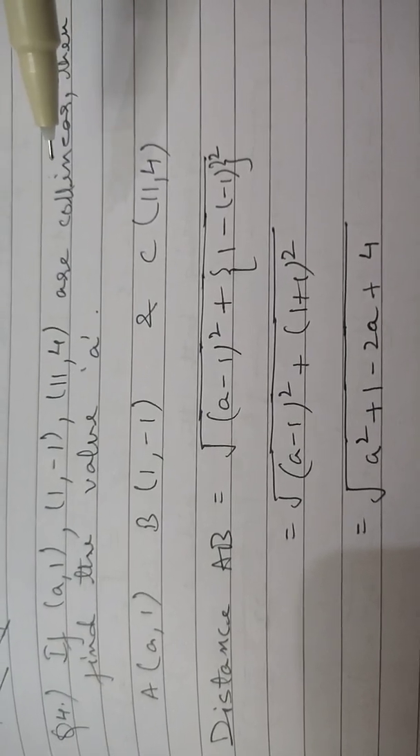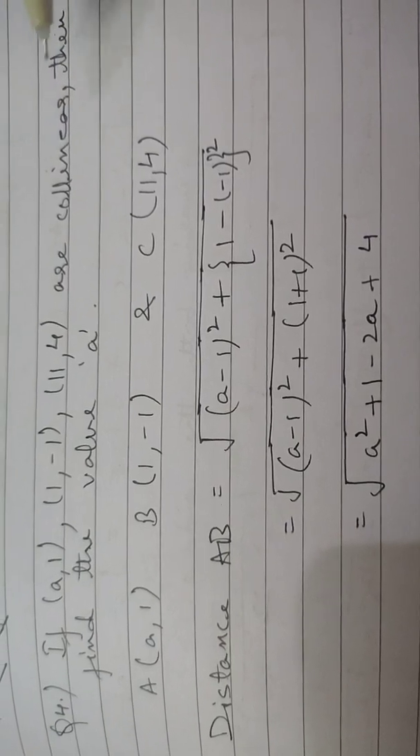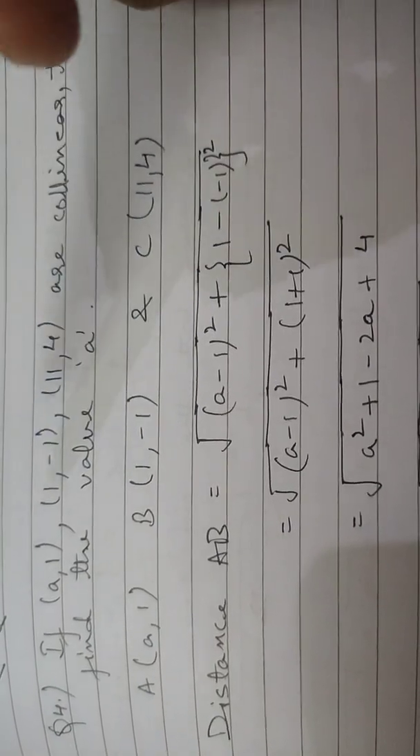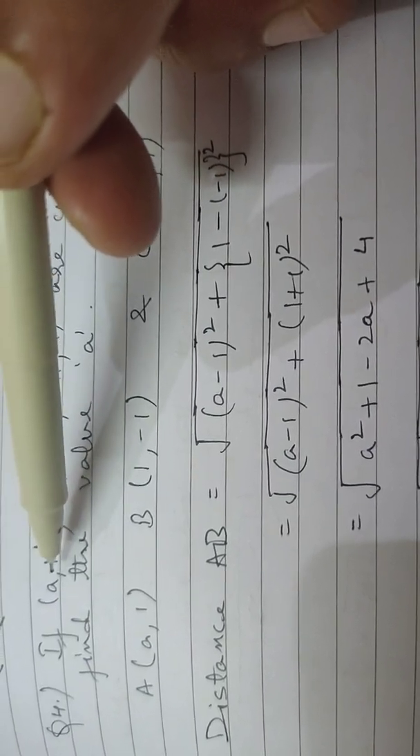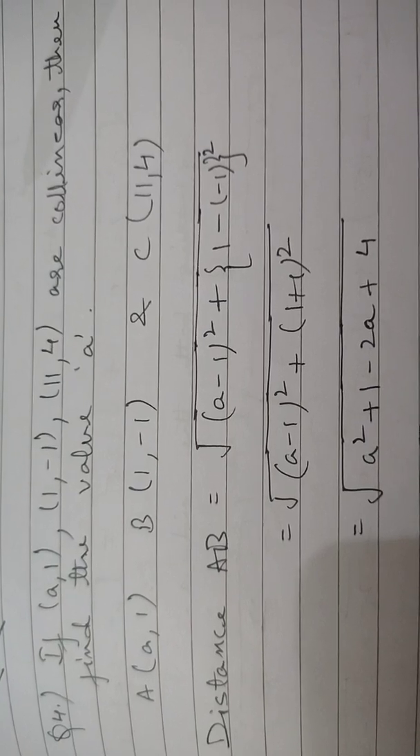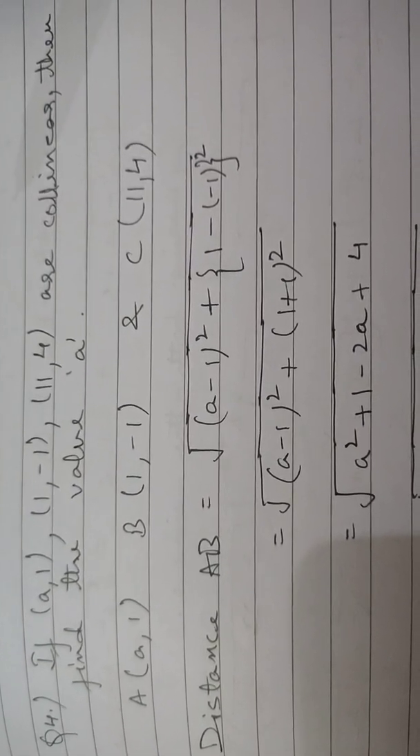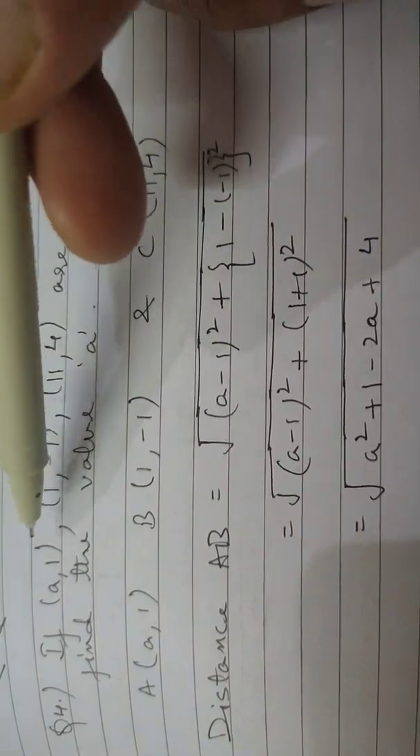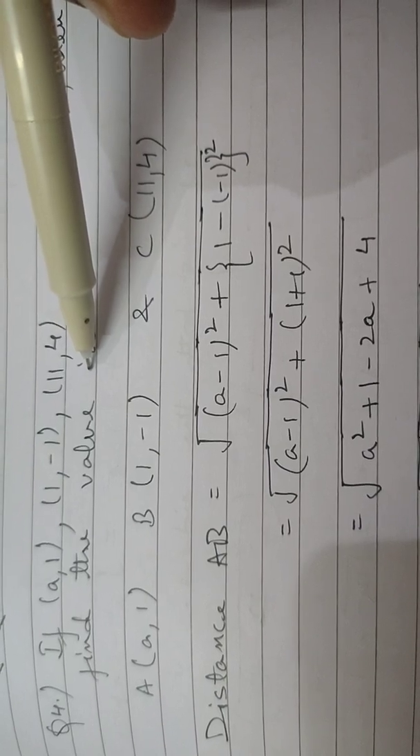Collinear means that if 3 points are lying on a straight line, these 3 points are called collinear. Then find the value of a. That is, we have to find the value of this abscissa, which is represented as a. Because the 3 points are collinear, if you take the sum of the distance between the first 2 points and the last 2 points, that sum will be equal to the distance of the first and the last point.